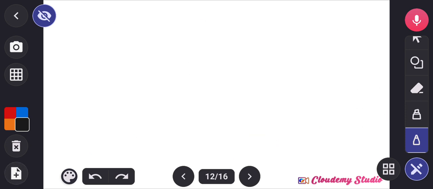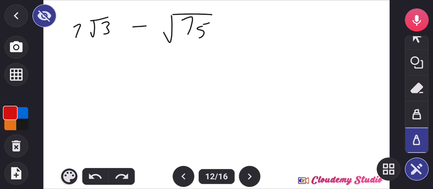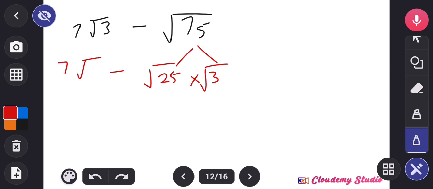Let us do another question so that you understand it better. Let us say you're given a question like 7 root 3 minus root of 75. You see that this root 3 cannot be separated. You can only separate this 75. And 75 is 25 and 3, right? Which means you can say root of 75 multiplied by root of 3, minus 7 root of 3. You understand? And what is root of 25? That is 5, which means it's the same thing as 7 root 3 minus 5 root 3.